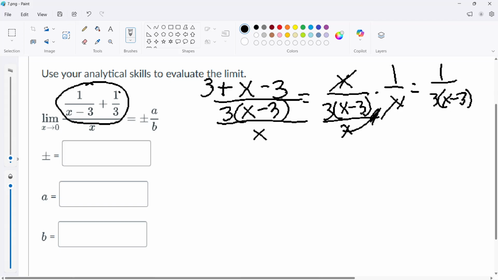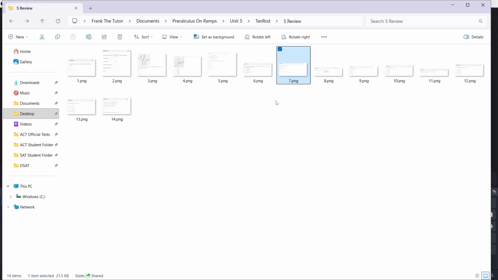And now I can plug in 0 for x. 3 times 0 minus 3 is 3 times negative 3, which is negative 1/9. So this is negative 1/9. That's number 7. Let's check out number 8.